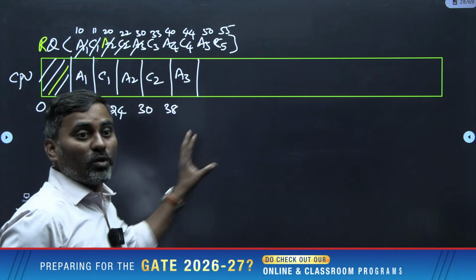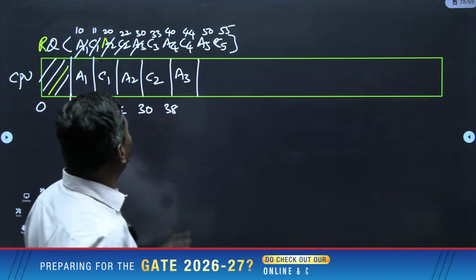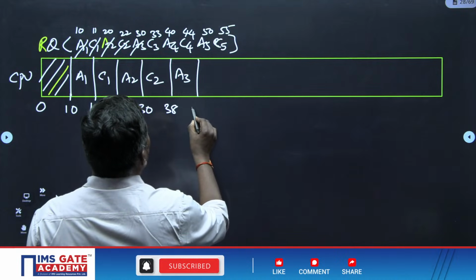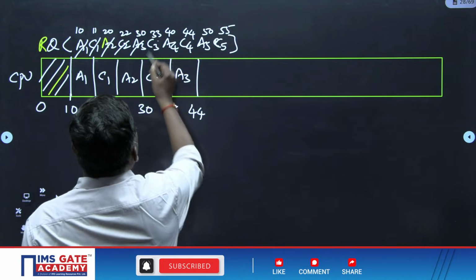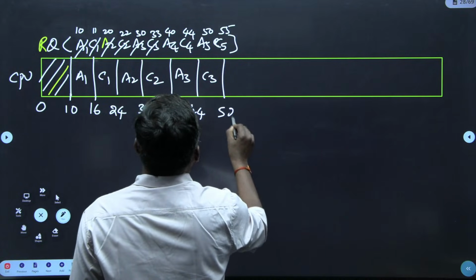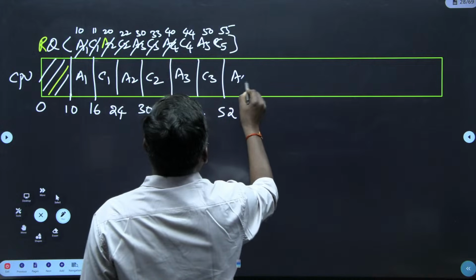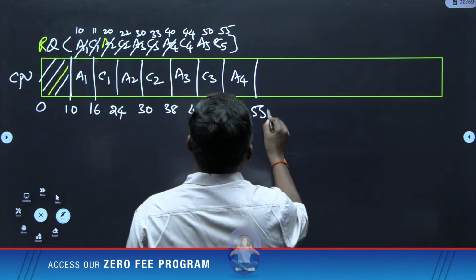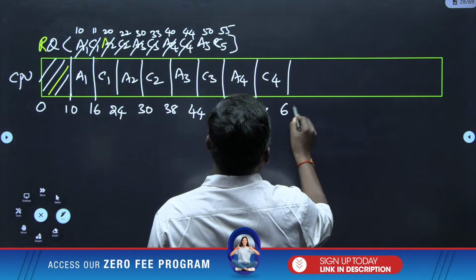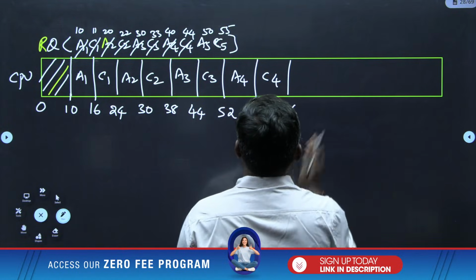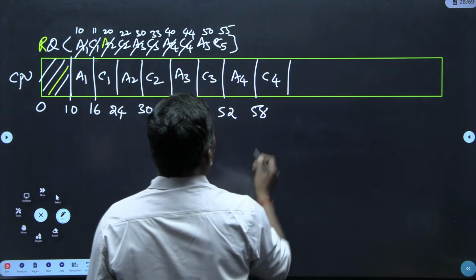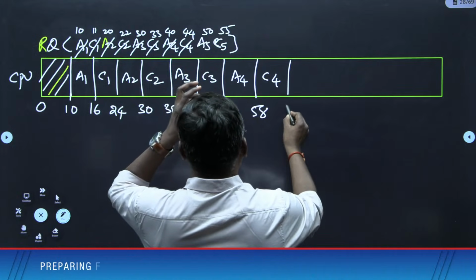As per this data only I am trying. If the data changes, the answer will change. Please understand. A3: 38 plus 6, 44. I can schedule C3: 44 plus 8, 52, right? I can schedule A4, so 58, right? You can schedule C4. This will be what? 66. Sorry, C will take 8, right? 8 units only, no? 66, correct.